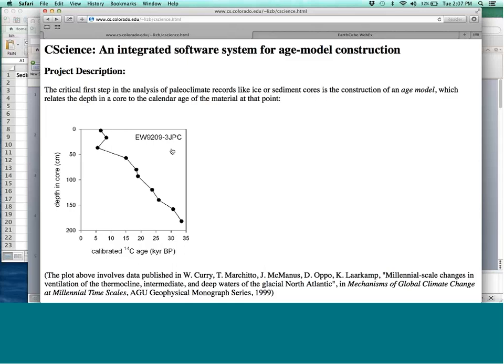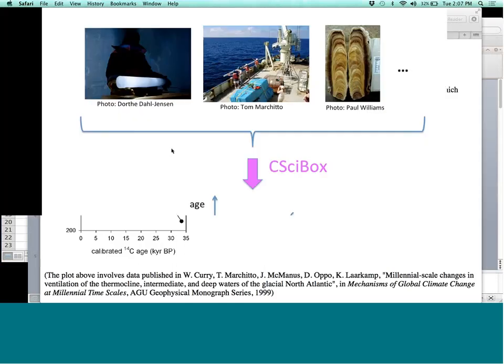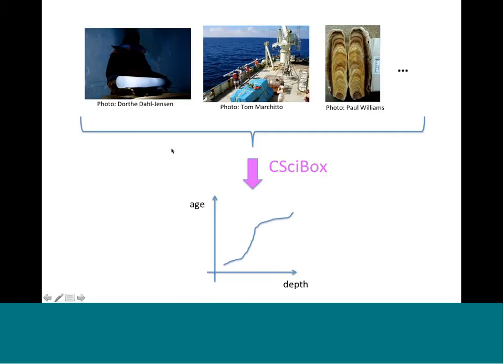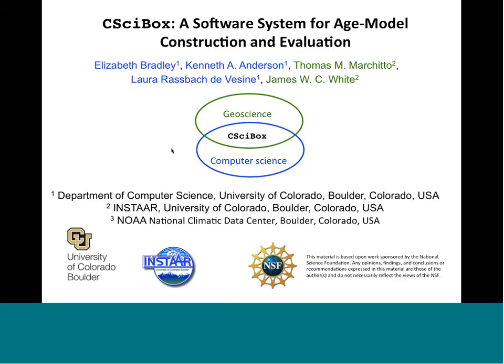So I'm going to start with a couple of slides. The system is called, as Leslie said, CScibox. The goal is to help scientists build age models from lots of different kinds of cores. The underlying idea of this project was to bring serious computer science to this table, that is, to cross-pollinate earth science and computer science around the task of age model construction. The team that is involved in this project is listed on this slide. It includes a mix of computer scientists and geoscientists.